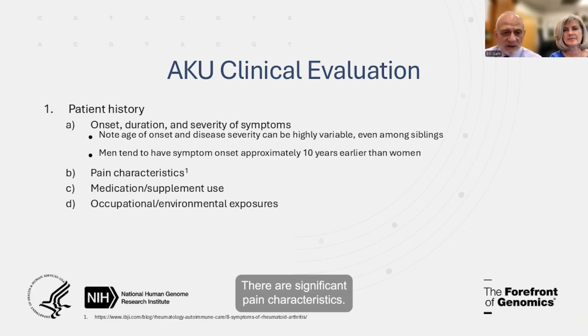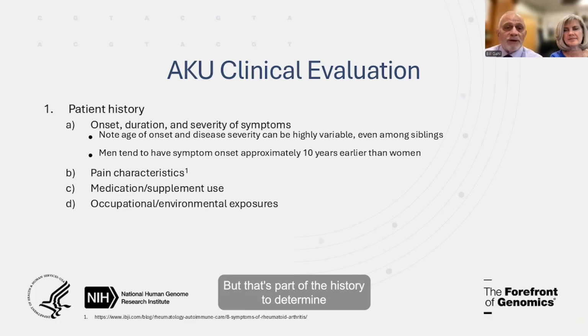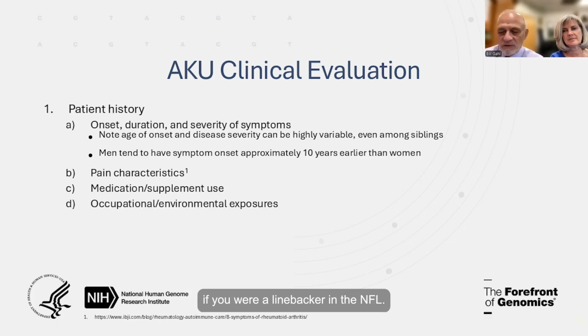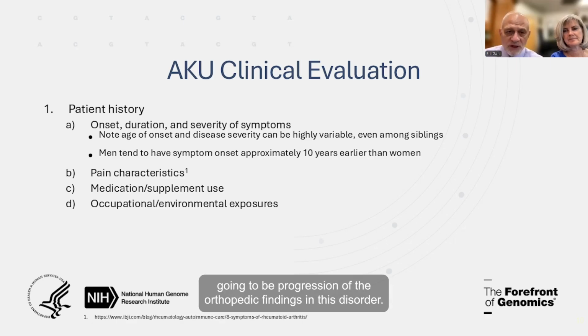There are significant pain characteristics, and in order to control the pain, patients will take analgesics that generally work, but that's part of the history to determine how dependent they are on those analgesics. Also, there can be essentially occupational exposure. So, for example, you might not want to have alkaptonuria if you were a linebacker in the NFL. In other words, the more you use your joints and bones and hurt them, the more it's going to hurt you, and the more there's going to be progression of the orthopedic findings in this disorder.